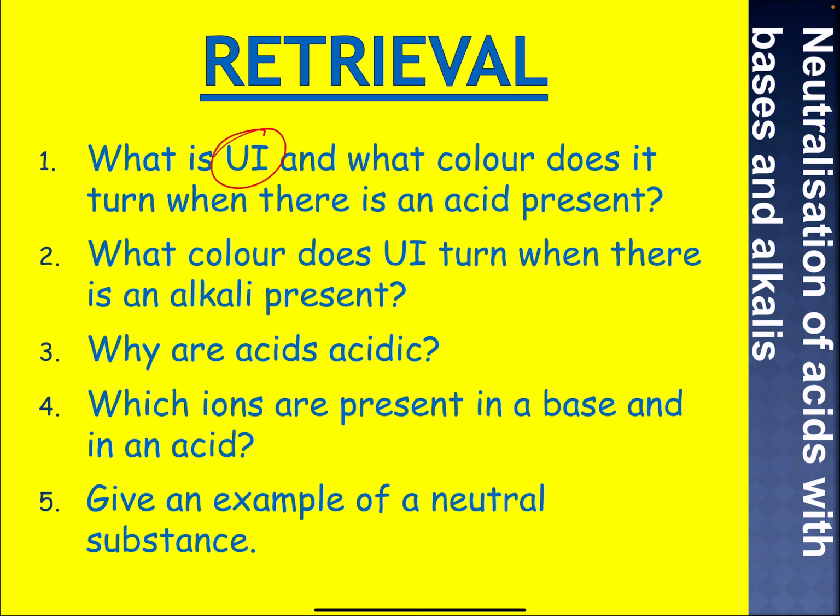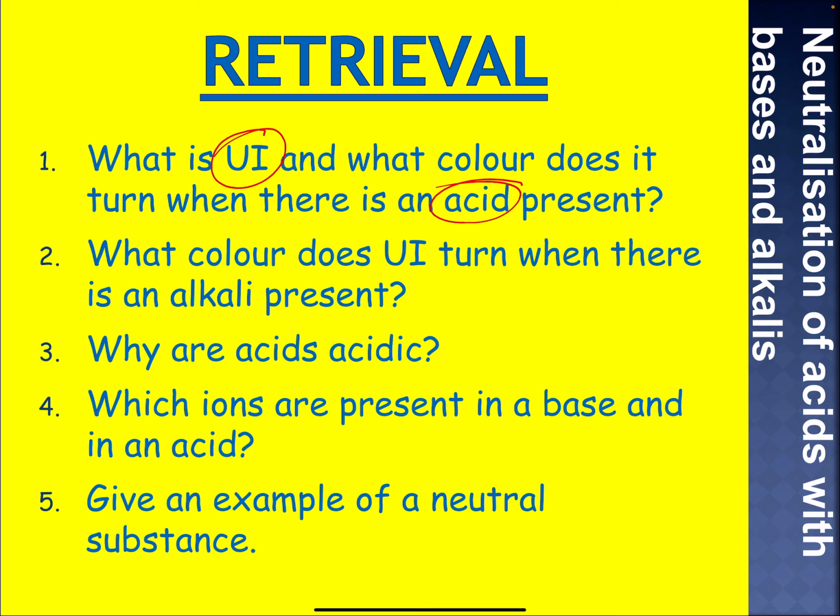What colour does it turn when there is an acid present? If it's a strong acid, it will be red, pH 1. If it's a weak acid, it will be yellow, pH 6. Ethanoic acid is pH 5, 6. Strong acid will be hydrochloric acid at pH 1. Don't forget, you need to know the difference between a strong and a weak acid. A strong acid fully ionizes and a weak acid partially ionizes.